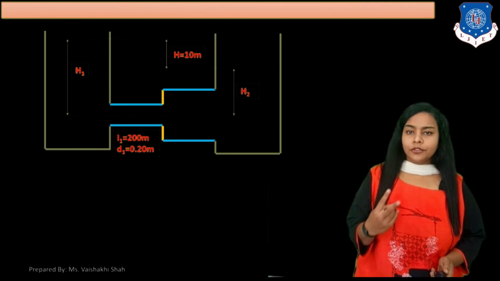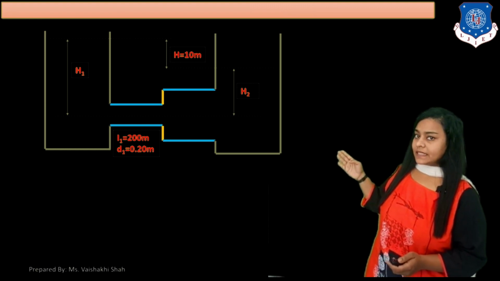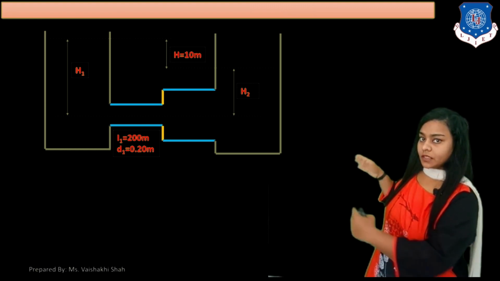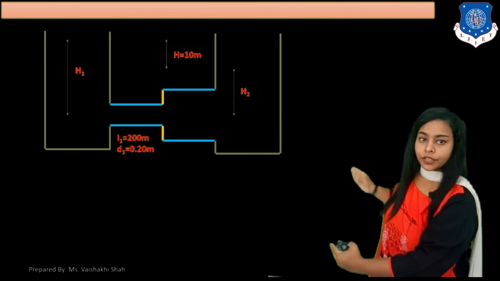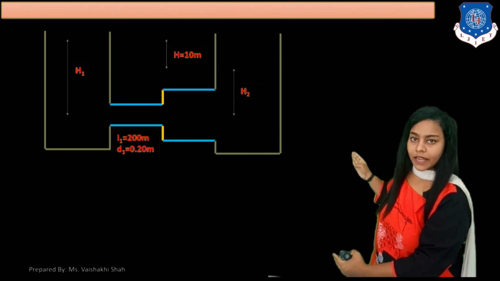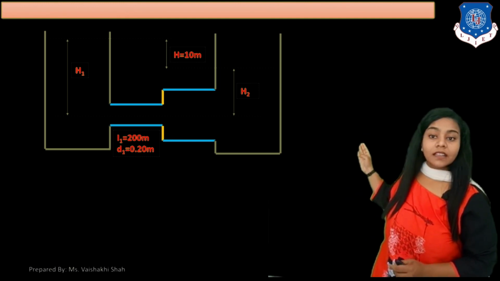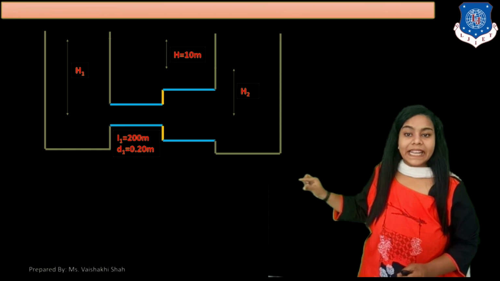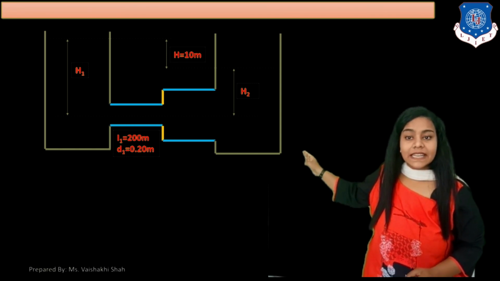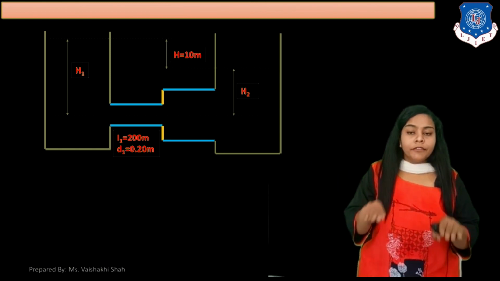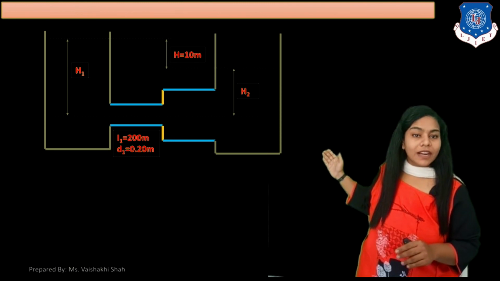As you can see in this diagram, there are two reservoirs placed side by side. Okay. Now two pipes are connected. As you can see, the blue color lines indicate the pipelines. So two pipes are connected in series here. Okay. The difference of water level between these two reservoirs is your H.